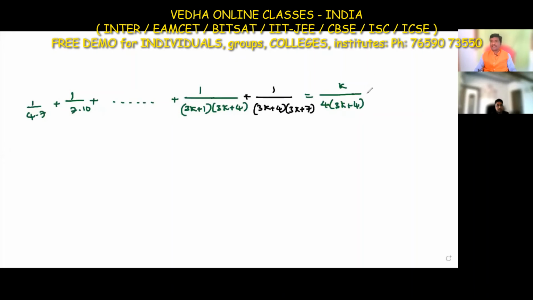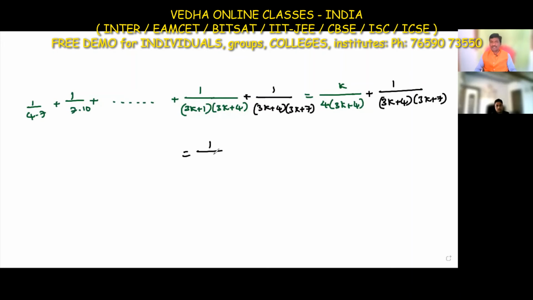By adding the k plus 1th term on both sides. On the left side we are adding the k plus 1th term and on the right side also adding the k plus 1th term. So 1 divided by 3k plus 4 into 3k plus 7. Taking the right side part only.